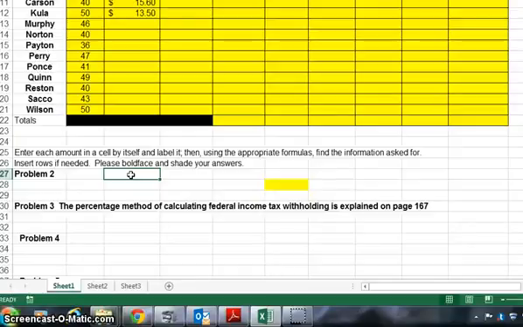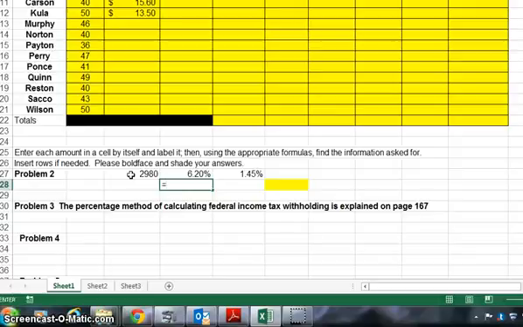So we're looking at problem number 2 here. We have a person who makes a monthly salary of $2,980. The percents for Social Security and Medicare, Social Security is 6.2%, and Medicare is 1.45%. All these amounts are in the chapter, so you want to be sure to read that so you understand where these amounts are coming from.